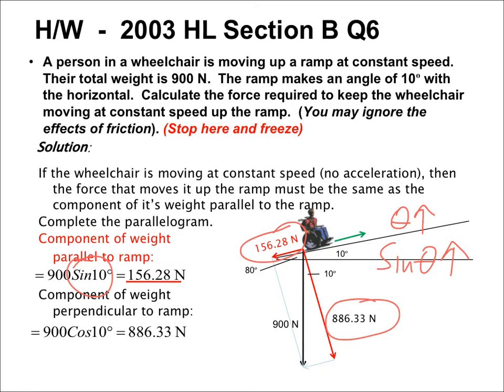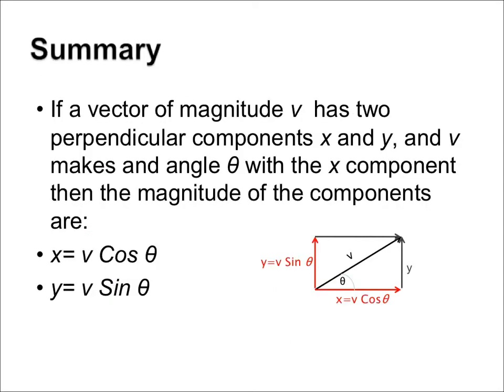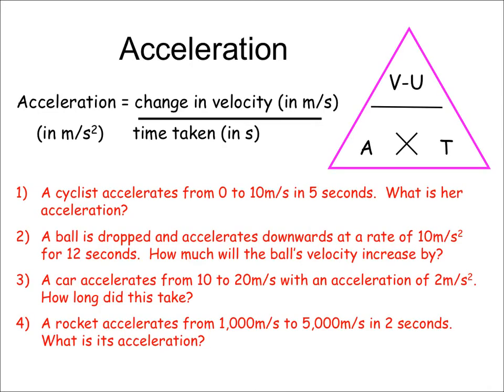But the idea of breaking into components so you get the part of the force which is important to you, that's what I'm trying to get at here. So, to summarise, any vector broken into two parts: the horizontal one is times the cosine, the vertical times the sine.